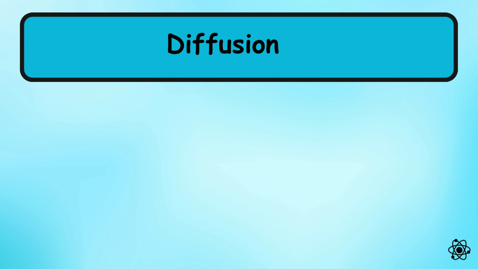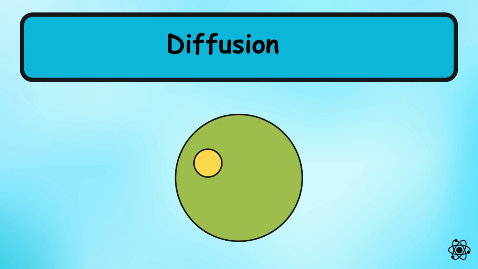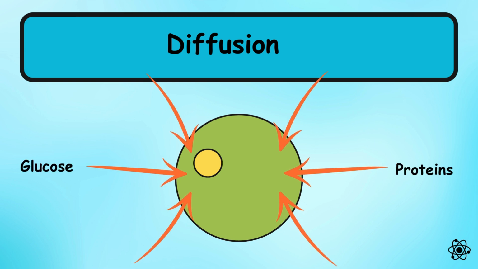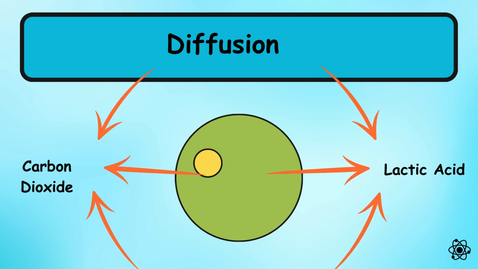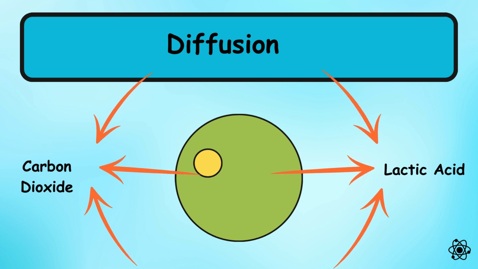Diffusion is quite often how molecules move in and out of our cells through the cell membrane. The cell membrane controls what substances can enter and exit the cell. Molecules that our cell needs, such as glucose and proteins, move into the cell for use in metabolic reactions and storage. Waste products that need to be disposed of from the cell, such as carbon dioxide and lactic acid, are transported out into the blood to be excreted from the body.